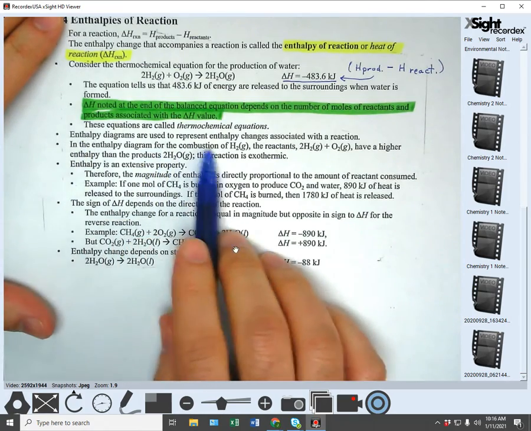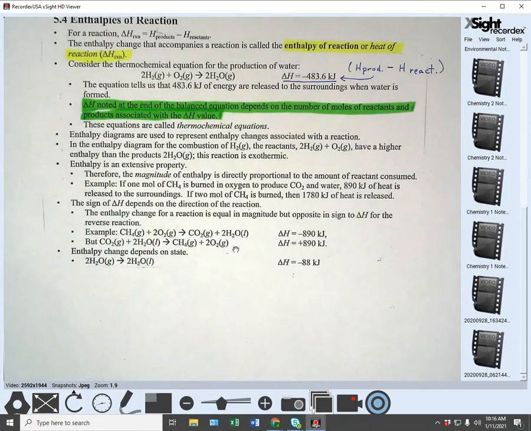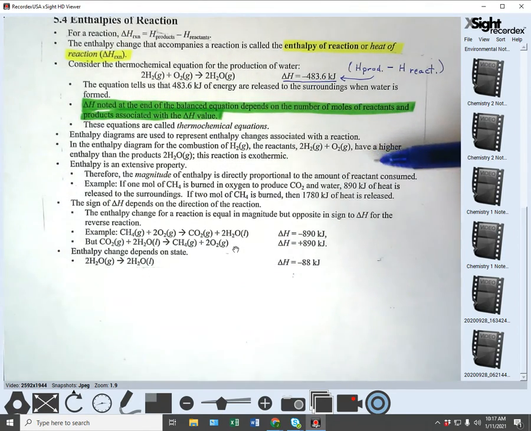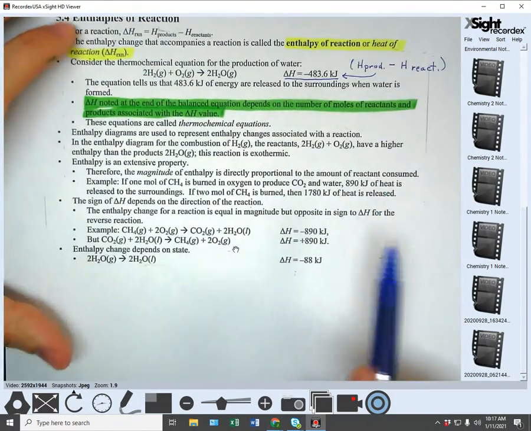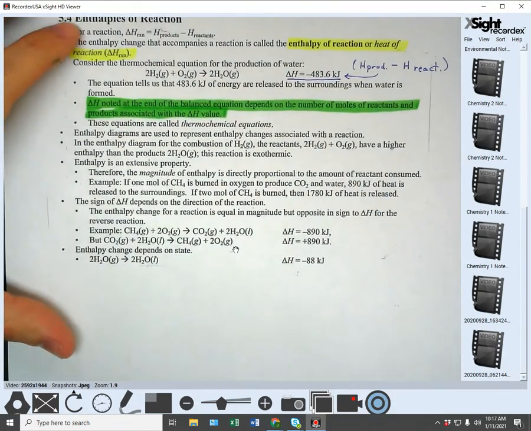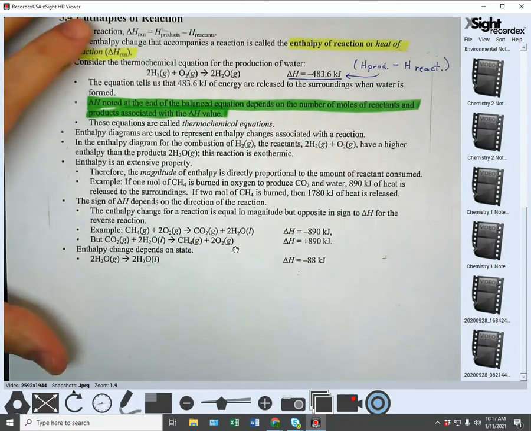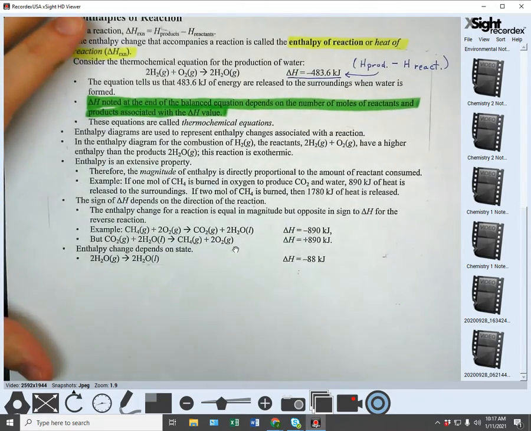Enthalpy diagrams are used to represent enthalpy changes associated with a reaction. If you had me for Chem 1 a couple of years ago, we did enthalpy diagrams. If you had me for Chem 1 last year, we did not because of COVID. So it'll be a little new. They're actually not hard at all, but I will show you guys how to do those.